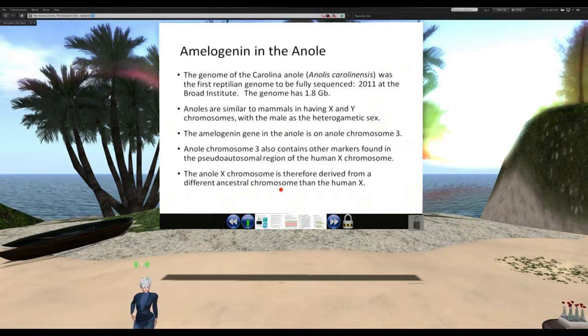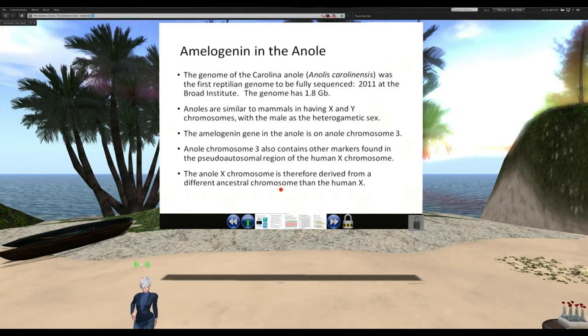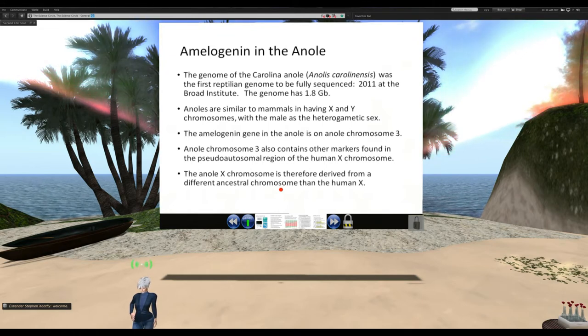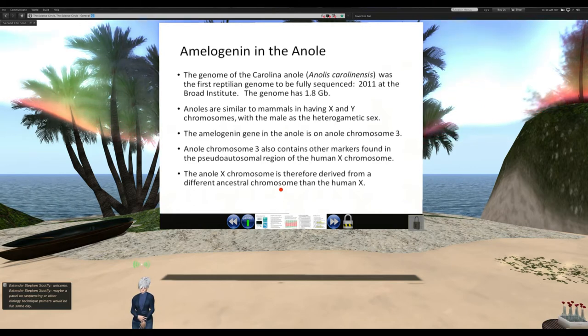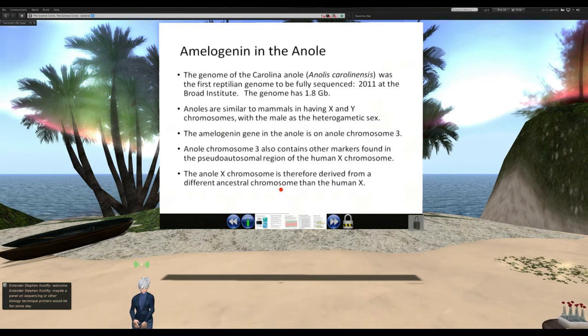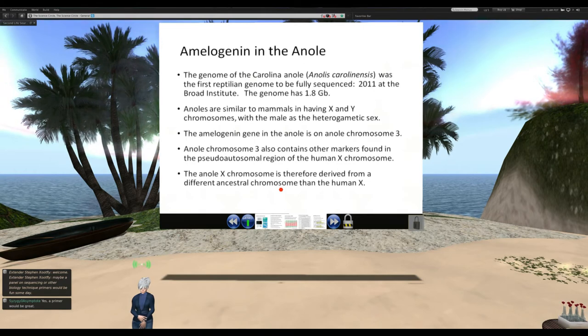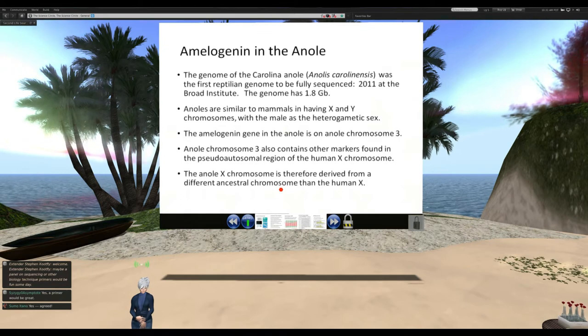So the Anole genome has a few more bases in it than the Varanus genome. It's a little bit bigger. They're similar to mammals in having X and Y chromosomes, with the male having the X and the Y. But the amelogenin gene in the Anole is not on the Anole X chromosome. It's on the Anole chromosome 3. So that chromosome contains a lot of other markers found in the pseudoautosomal region of the human X. So the Anole X and Y are therefore different chromosomes from the human X and Y.